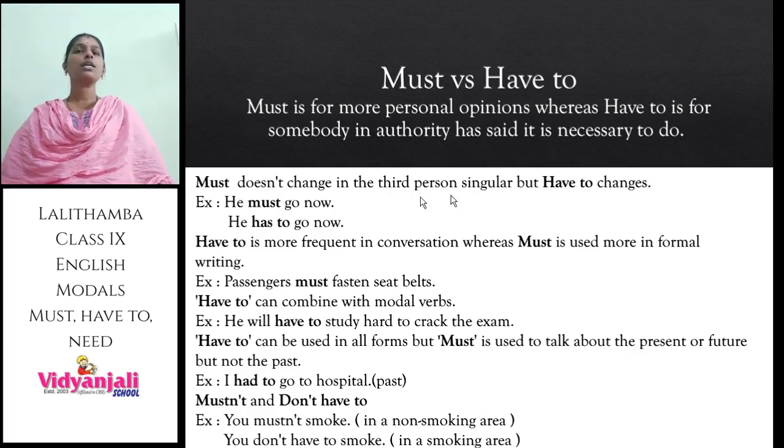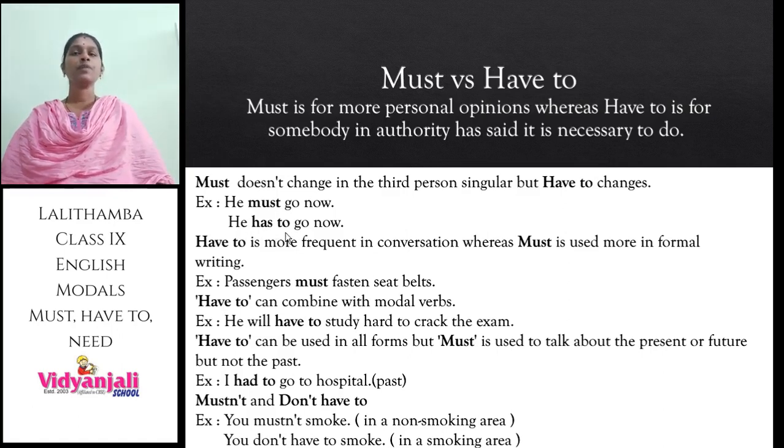Like, he must go now. Must is the modal verb, so it remained the same with he also. We did not add any -s or -es to that. Whereas, he has to go now. He is third person singular, so we used has to, the singular form of the semi-modal verb.